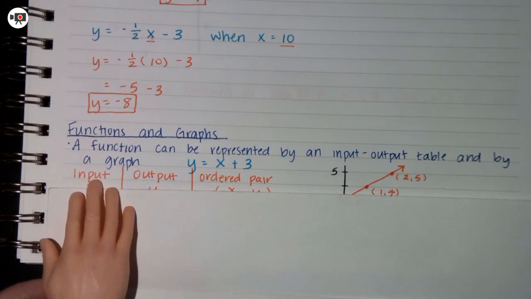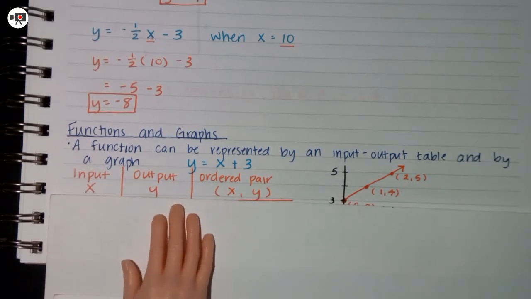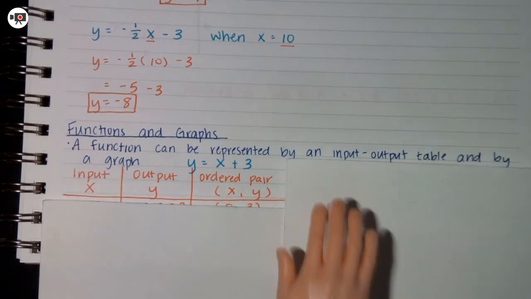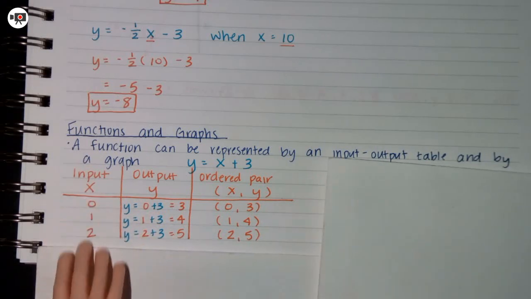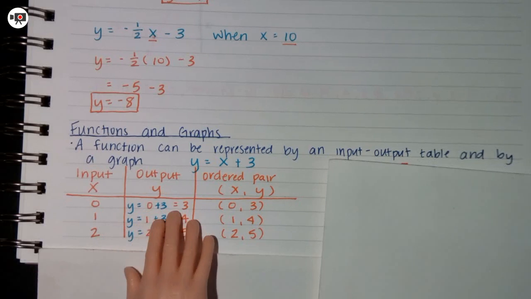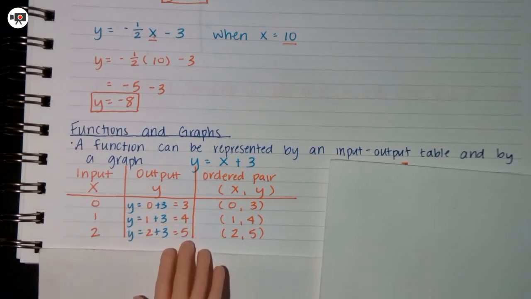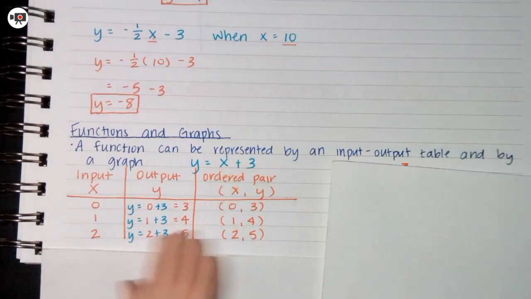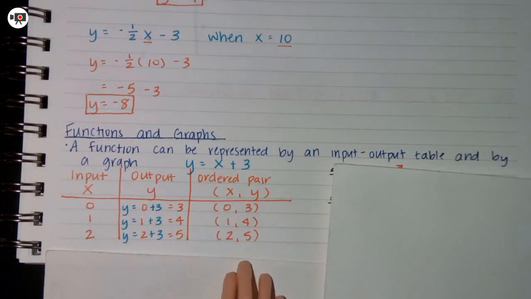So I'm going to choose my inputs, those are the x's, get the matching output, and then put it in an ordered pair. So if I choose just a few x's, 0, 1, and 2, because they're nice and small, 0 plus 3 is 3, 1 plus 3 is 4, and 2 plus 3 is 5. So just like I just did up here, plugging in the x, I get the y, then I take x and y and make an ordered pair out of it.